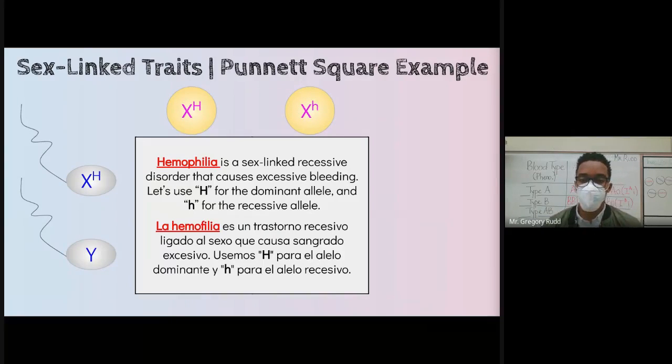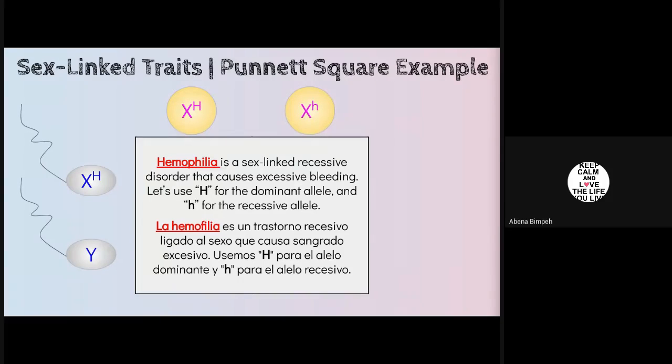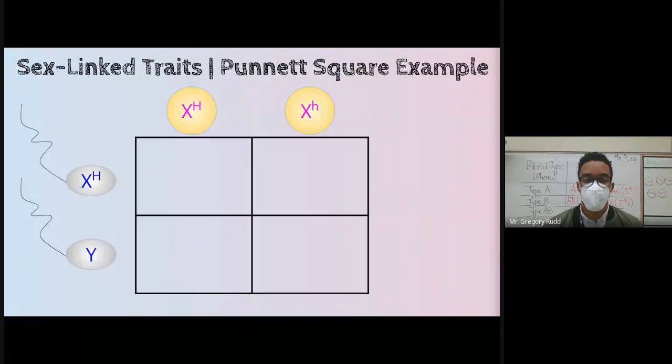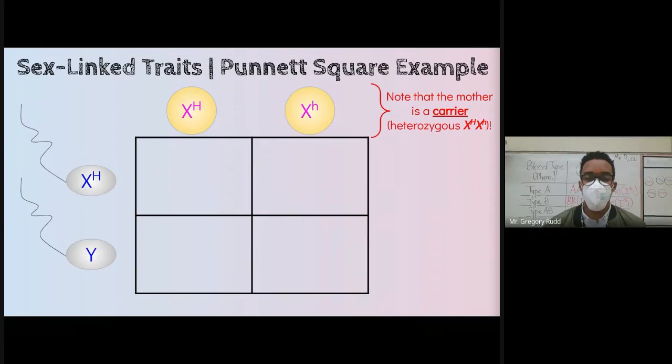Good, Sally, thank you. The mom is heterozygous. And what do we call a heterozygous female? Carriers. Thank you, Abina. So the mother is a carrier. She's heterozygous. That means that she does not actually have hemophilia. She's not a hemophiliac, but she can pass it on.